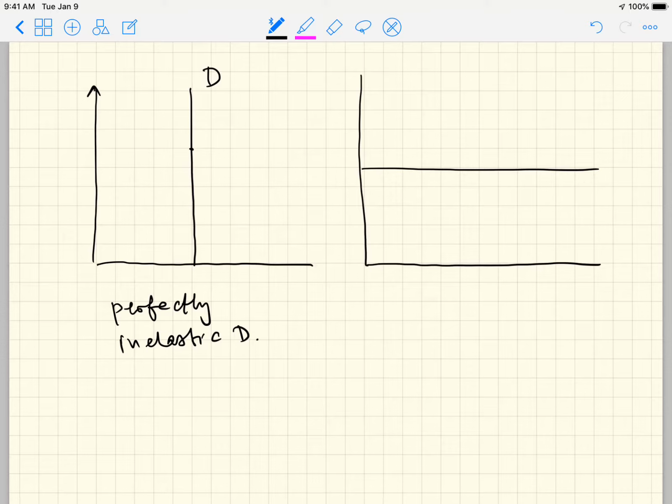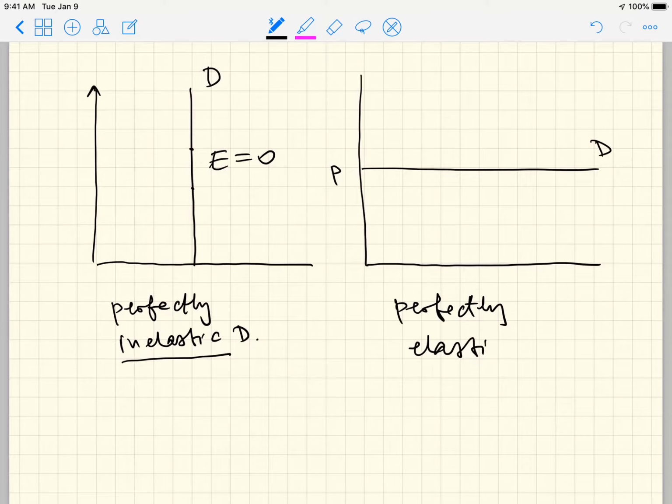Because at any point on such a curve, elasticity equals 0. And it makes demand at every point inelastic. The opposite case, if you tilt your curve in the opposite direction until it becomes flat, is the case of perfectly elastic demand.